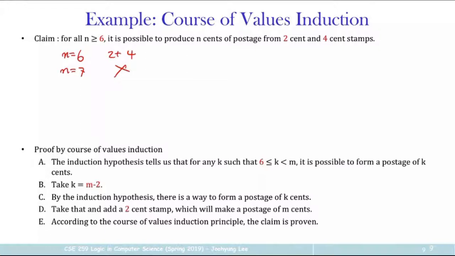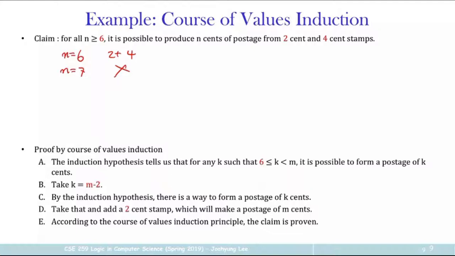Now, the claim was about all values of n, but we found one single example that shows this claim is false. Okay? So this kind of example is called a counterexample. And to disprove the claim, you only need one counterexample, you don't need more than that. But then the question is, what was going on in the proof?